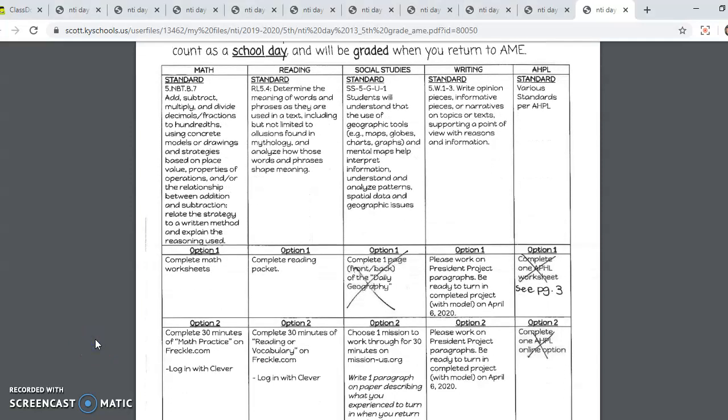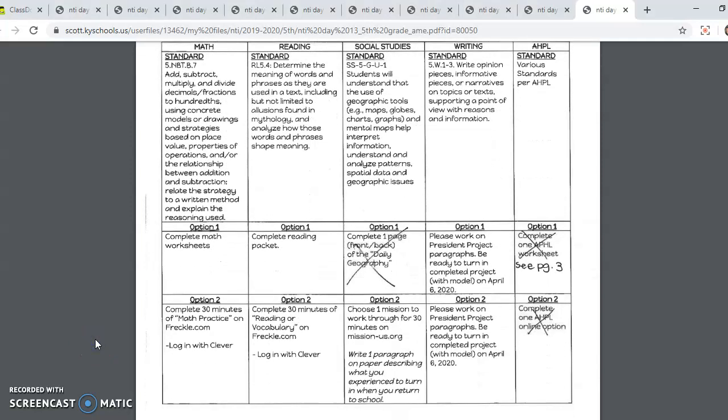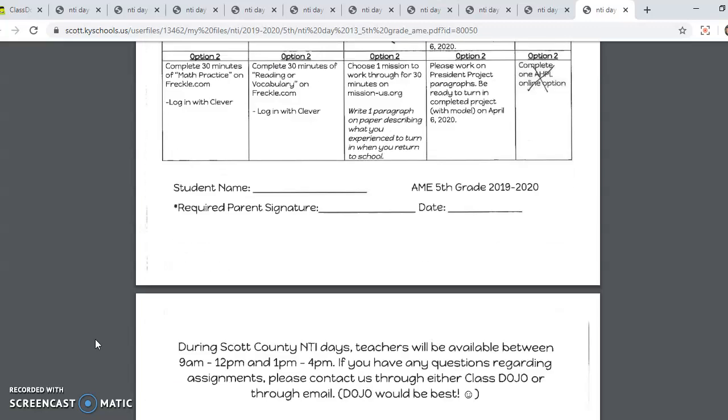Today, here are your options. You may work on a math sheet for math, or you may do your 30 practice minutes on Freckle. Reading, you'll have your passage. Social studies is incorporated with that too, or you can review Mission US like normal. You should have been working on your president project and your project for apples.